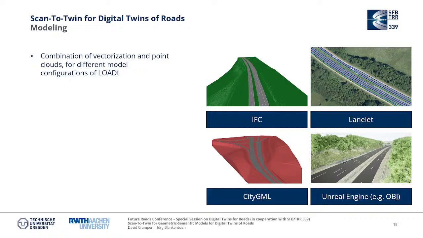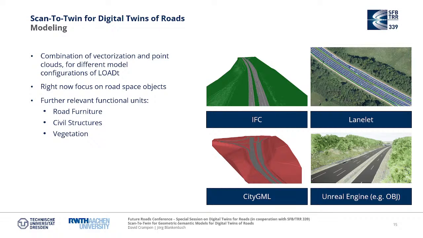Just to show you that this can already be quite useful, here are three examples of derived standards or models for potential use cases, where we use this vectorization in combination with the point cloud segments to derive an IFC, a Lanelet file, a CityGML file, and we also created a mesh file. However, there's obviously some vegetation there, which in this case was manually added.